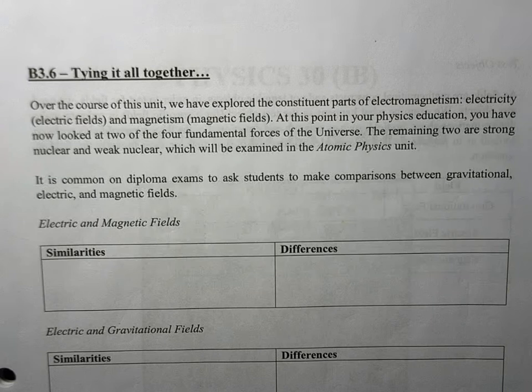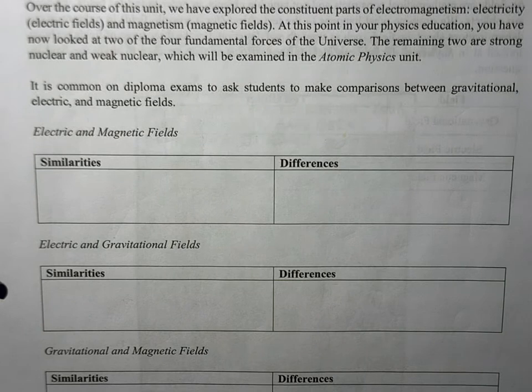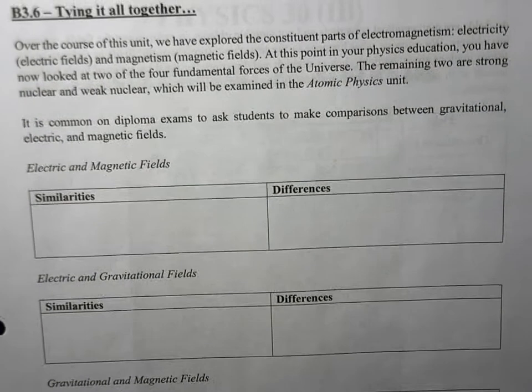You can find that in one of the released examples. It's a Venn diagram with all three fields, and then it'll give you some statements about the fields, and you have to say, does it apply to the electric field, to electric and gravitational, electric and magnetic, all the fields, and so on. So it looks at all possibilities. So let's have a look at electric and magnetic fields.